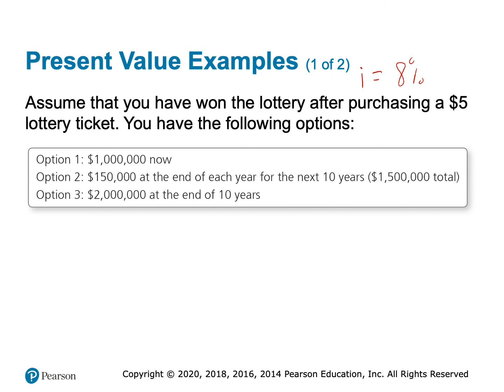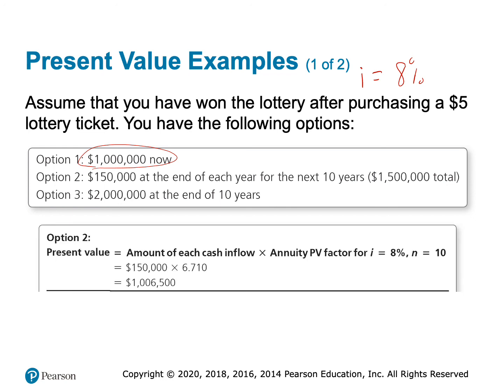All right, so option one, $1 million now is $1 million. You don't have to discount that back. This is at time zero, and you'll notice that there's no year zero on the table. So this one we didn't have to do anything to. For option two, we would look up the annuity table because it happens every year. We look up 8% in 10 years, and you get your factor of 6.710, multiply that by your annual cash flow amount of $150,000, and you get just over $1 million, $1,006,500.